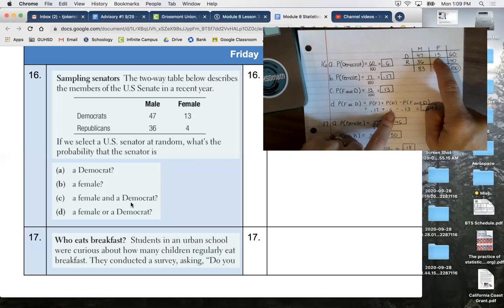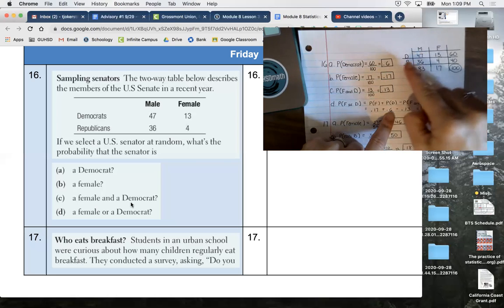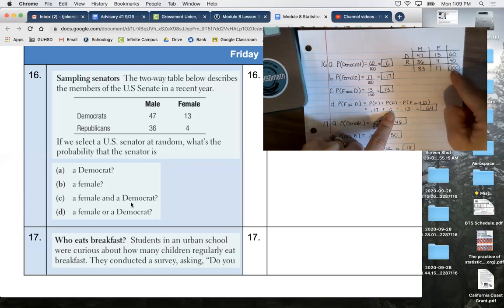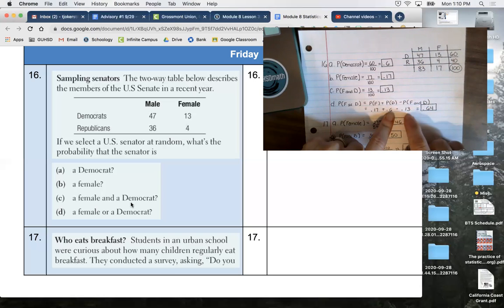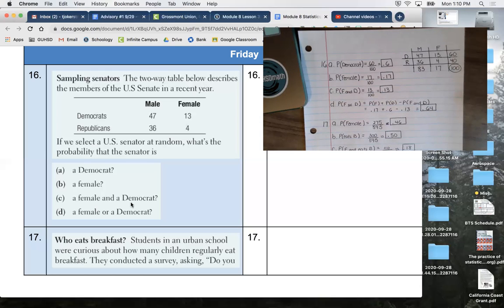Why am I taking out the 13? Let me explain why. Watch my finger. I do female, 17 out of 100. I do Democrat, 60 out of 100. I've just crossed this twice. I've counted these 13 people in the females, and I've counted them again in the Democrats. I've counted them 2 separate times. We don't want to do that. We only want to count them 1 time. So we have to take them out 1 of the times. So I'm going to take out that 0.13 or the 13 people, and we get 64%. I have a 64% chance of getting a female or a Democrat in this study.